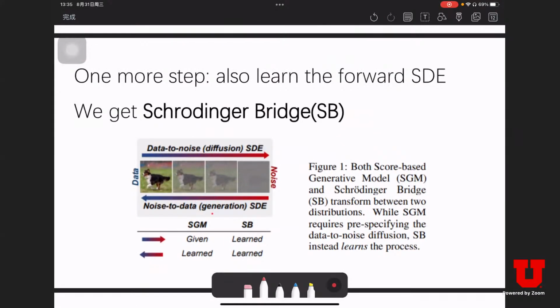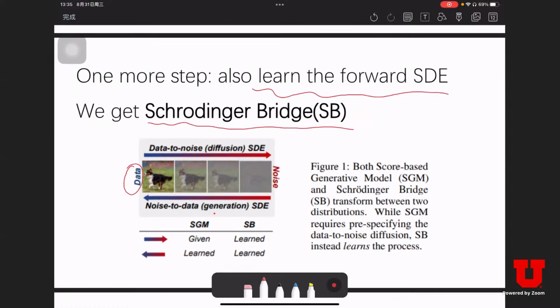Recall that from the diffusion model or the score-based model to SDE, we went from discretized to continuous. But in the forward SDE, the forward SDE is given and the backward is learned. However, in the Schrödinger bridge setting, we also learn the forward SDE. You can see the figure right here. We still handle the transition from data to noise. SGM is just the score generative model, which covers the diffusion model, the score-based model, and so on. The forward SDE is given, the backward is learned.